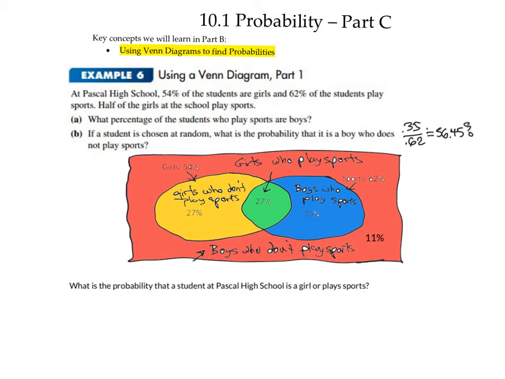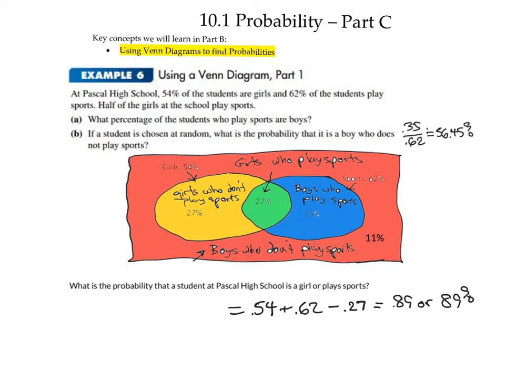It's the intersection. And so the way we need to do this is we add up the 54% girls plus 62% sports, and then subtract the 27%. So 89% of the student body are either girls or, in a mathematical sense, play sports. I hope that was clear.